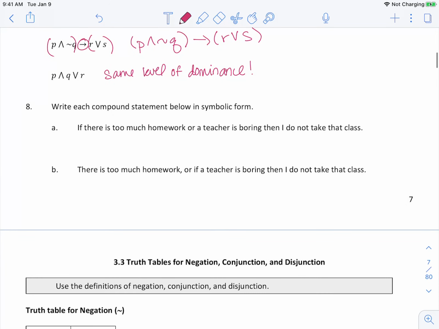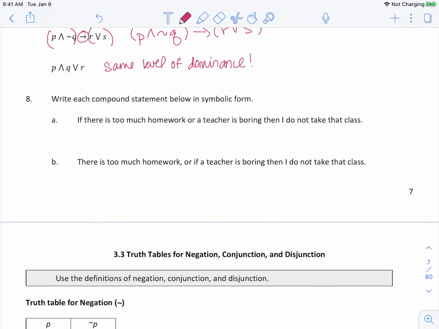All right, the last thing we have for today is we're going to write each compound statement below in symbolic form. The first one says, if there is too much homework or a teacher is boring, then I do not take that class. So let's say that P represents too much homework. Q could be the teacher is boring. And then R could be take the class. Just so that way we're all using the same letters.